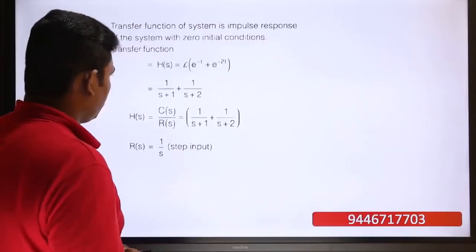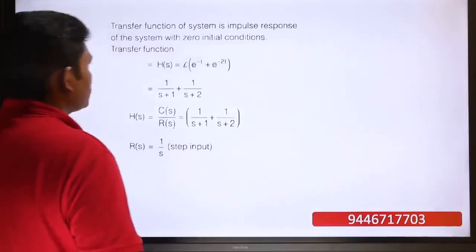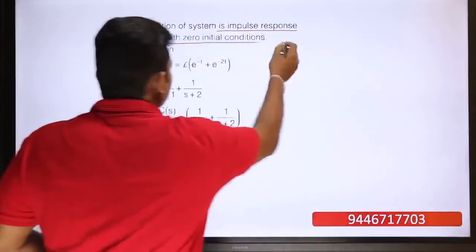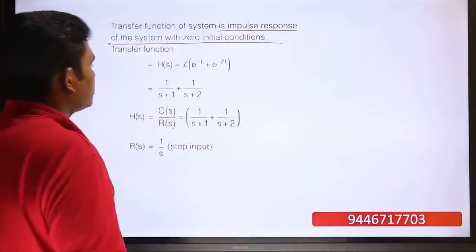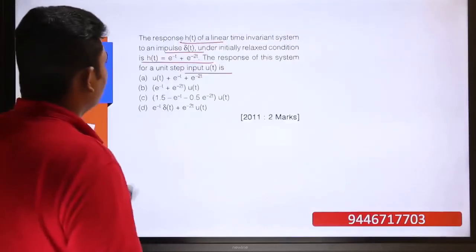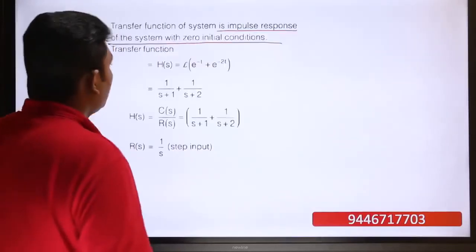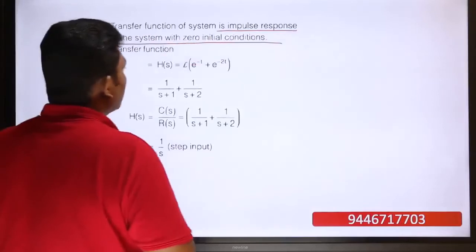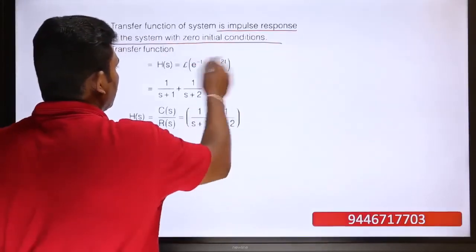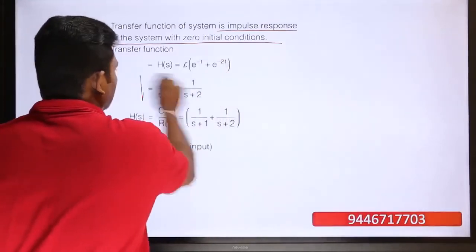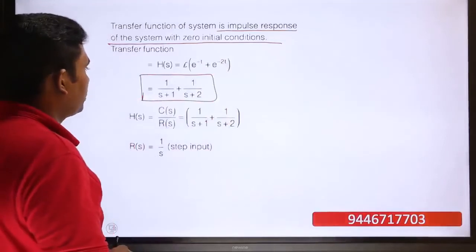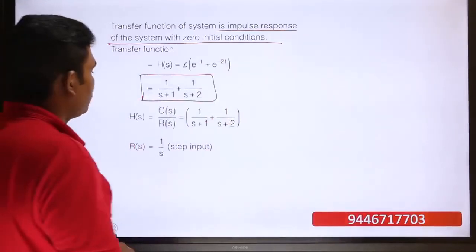4 choices are given. The transfer function of the system is actually the impulse response of the system with 0 initial conditions. So here the initial conditions are 0. The impulse response is also given as e raised to minus t plus e raised to minus 2t. So the Laplace transform of e raised to minus t plus e raised to minus 2t will be the transfer function of the system. So what is our transfer function? Our transfer function is obtained as 1 divided by s plus 1 plus 1 divided by s plus 2.